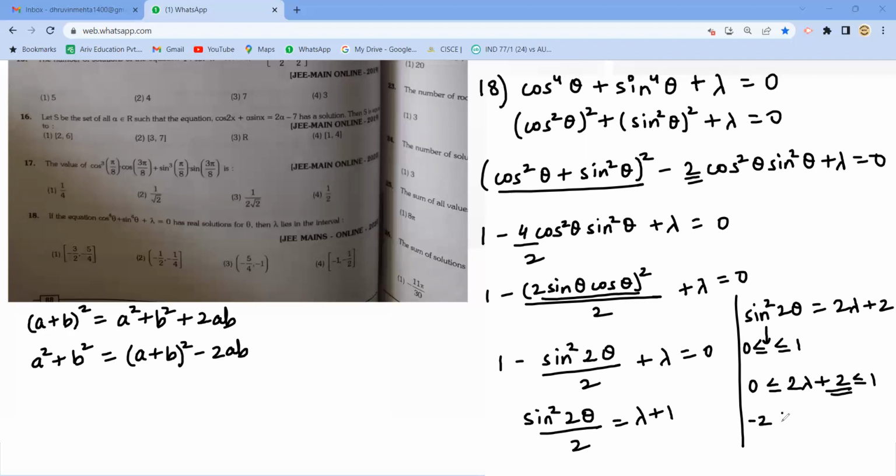So this will be minus 2, minus 2. This will be minus 1. And now we can divide by 2. So this will be minus 1, and this will be minus half. So this is the answer, Arush. Minus 1 to minus half.